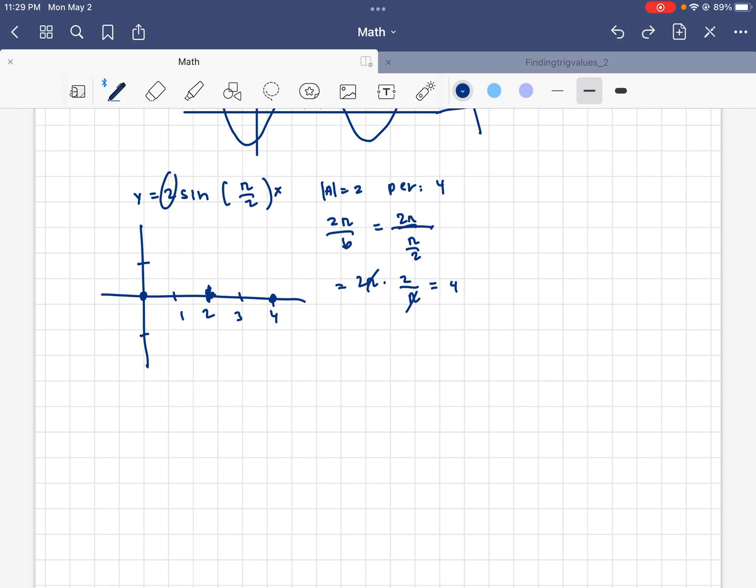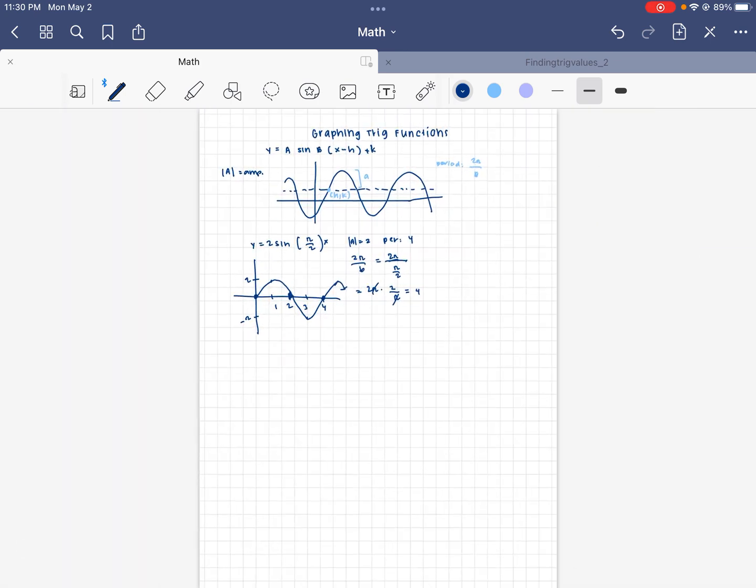Anyways, so our amplitude is 2, which means our graph is being vertically stretched by a factor of 2. So instead of this being 1, it's 2. Right? So our max is 2, and our min is -2. So you start here, and then you go up. That's basically our graph of y equals 2 sine pi over 2 x. Okay, let's do another example.